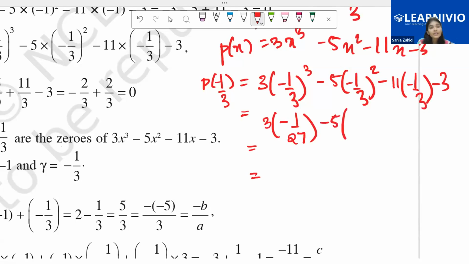Minus 5, okay, (-1 by 3) square. This gives you positive 1 by 9. Okay, and here you have positive 11 by 3 minus 3. You understood this step?